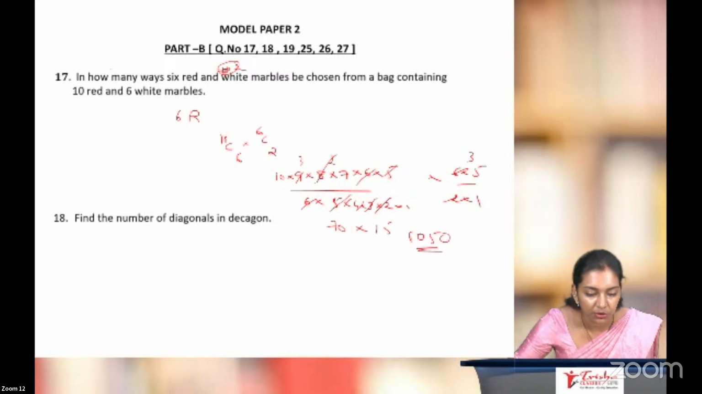Such similar problems you can find in the textbook. Since I have taken 2 as my own choice, you may not get the same number, but a similar problem you can find.